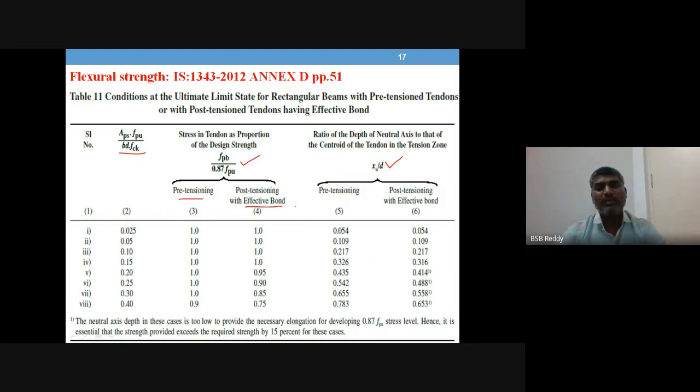whether it is bonded or unbonded. The earlier code, like IS 1343 1980, used to give two tables, one table for bonded and the other table for unbonded. The revised code doesn't give a separate table for unbonded pre-stressed members.